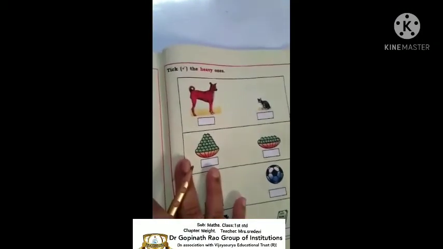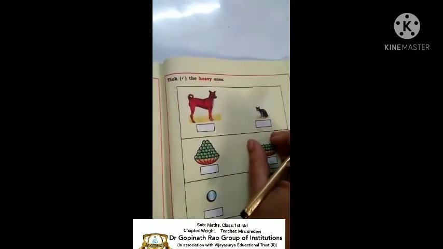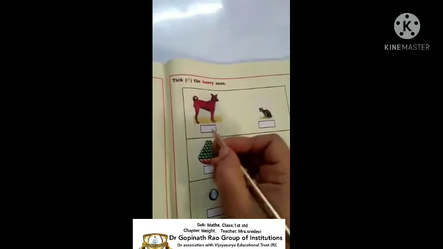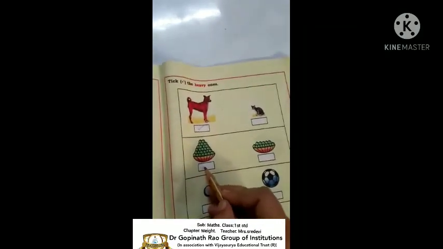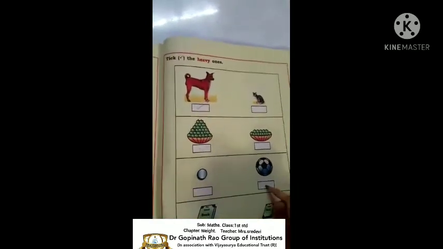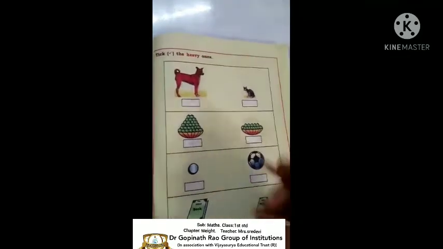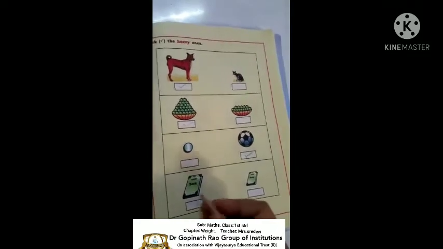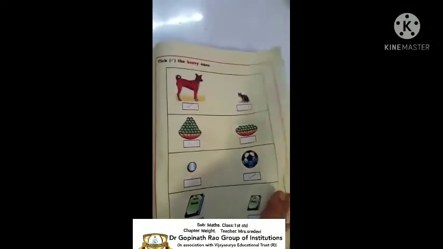Next here. Dog is very heavy and a cat is very light. So tick the heavier one. So dog is very heavy. Here, these are so many fruits. See, this is a small ball and this is a big ball. Which one is heavier? We can't lift. This is heavier. This is a thick book and this is a thin book. This is very heavy. Book is heavy.